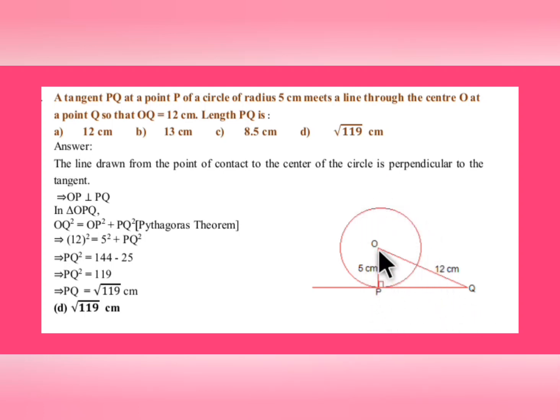You know that the radius which meets the point of tangency is always perpendicular, and hence this is 90 degrees, and using Pythagoras theorem you can easily apply the formula: OQ square is equal to OP square plus PQ square. Substitute the values, square, and find the answer, which is option D, square root of 119 cm. That is the right answer. So you can get the answers like this in an easy way.